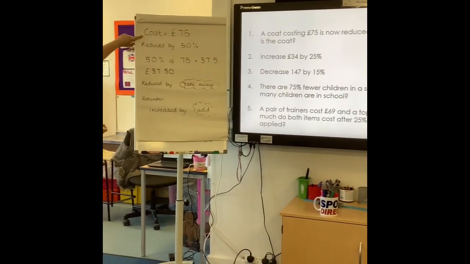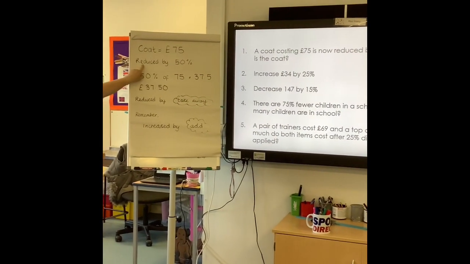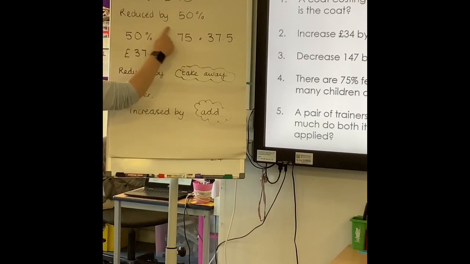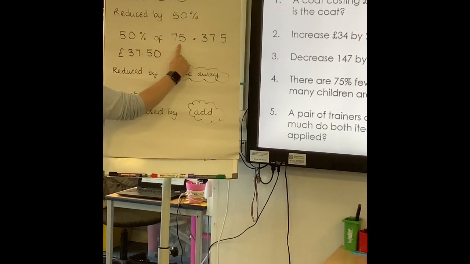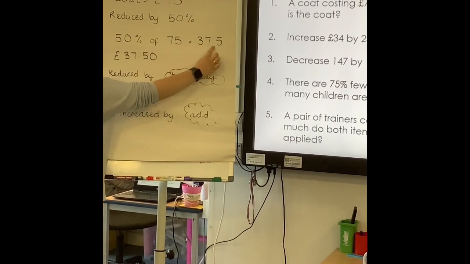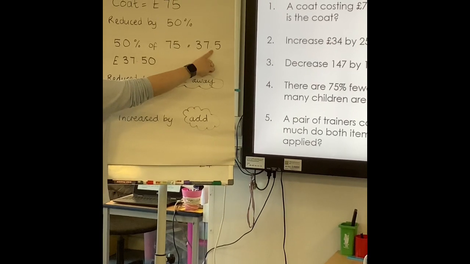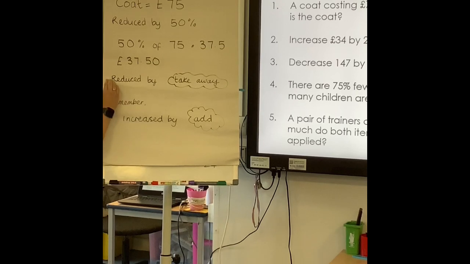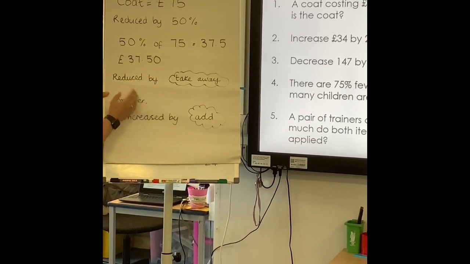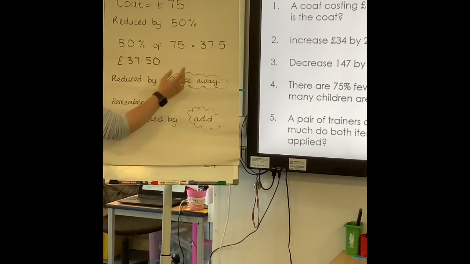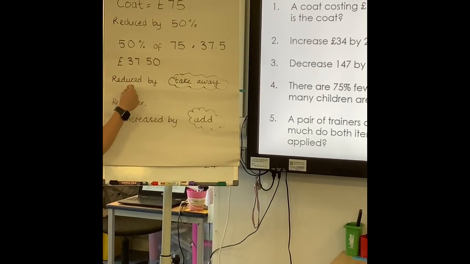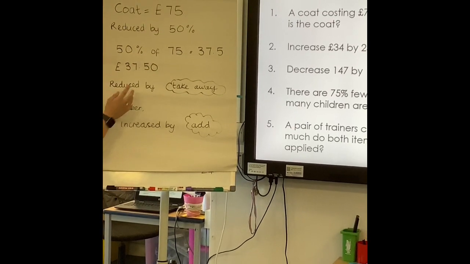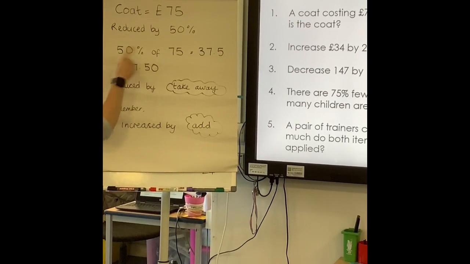So the coat was £75. It was reduced by 50%. The first thing to do is work out what 50% is. So 50% of 75 is 37.5. Now this is money, so it's really important we turn it into £37.50. When you reduce something, you've made it smaller, you've taken away. So what we'd need to do is take £37.50 from our original number. Now actually, because it's 50%, we've actually already found the answer.